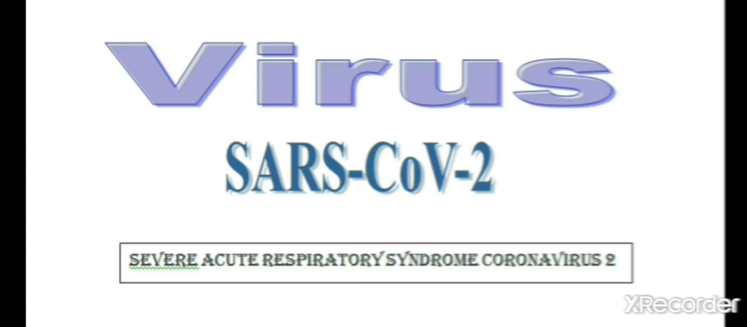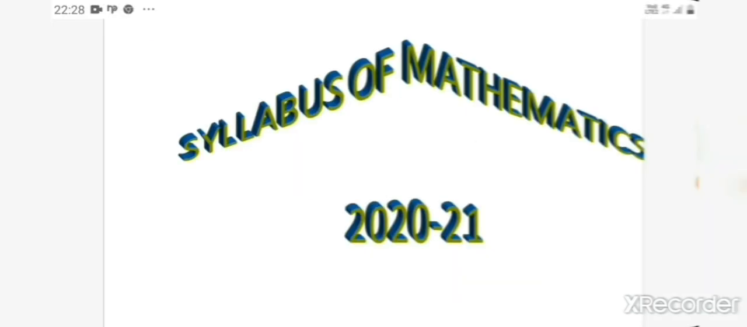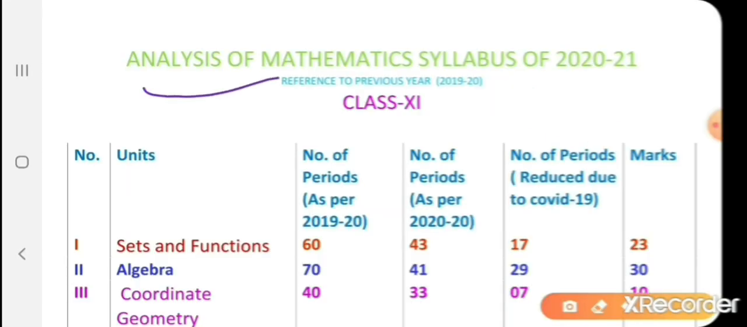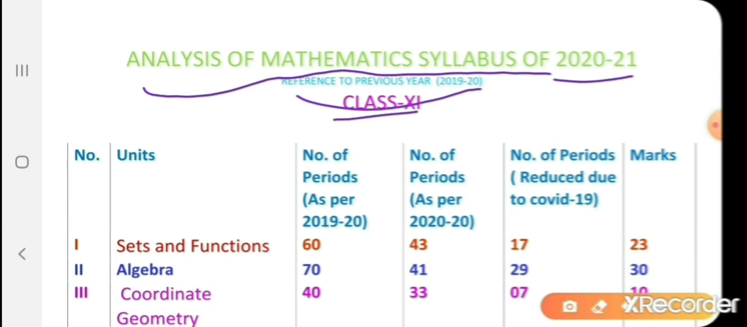Now I will analyze the syllabus: how much is reduced chapter-wise and how many periods are reduced in this year, 2020-21, for class 11. Now I discuss the syllabus in detail as follows. Analysis of the mathematics syllabus 2021 with reference to last year, 2019-20, for class 11.